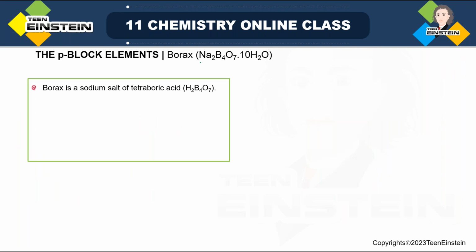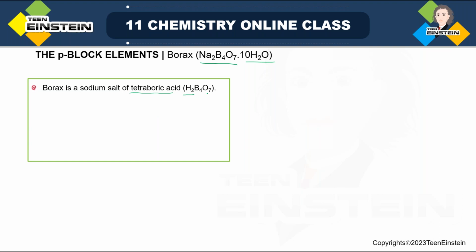Now look at the formula. It is Na2B4O7·10H2O. Now this molecule, it will be easier for you to understand its structure if you consider it as a derivative of tetraboric acid. Now what is tetraboric acid? Tetraboric acid is H2B4O7. If you replace these two hydrogens with sodium, then it will be borax.